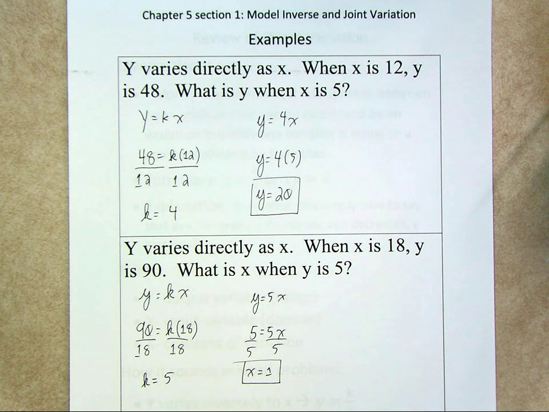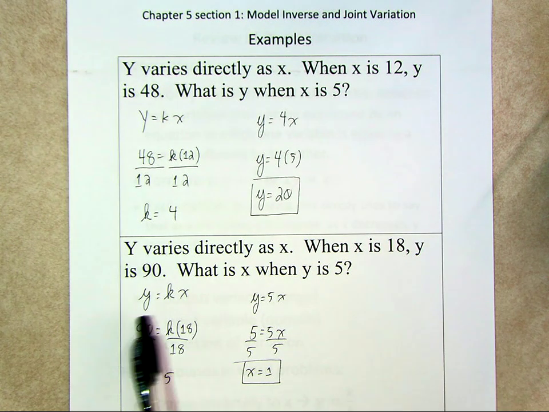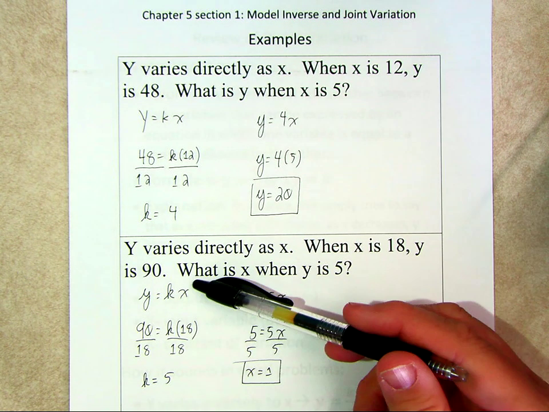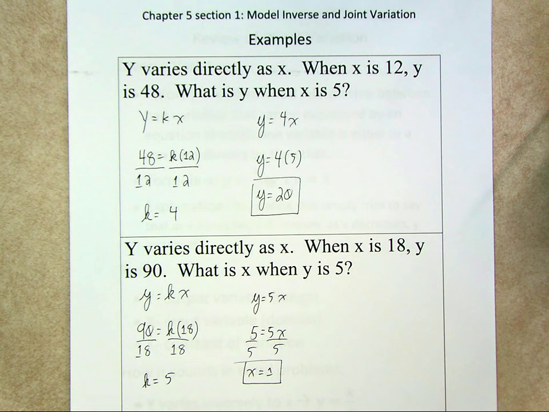The word problems will get a little harder, but the key thing is just pay attention to where each variable goes. You have a y, a k, and an x. The story problems will tell you which one's which. Set first, set, solve, plug in the new one to solve for the unknown. That is direct variation. Shouldn't be too challenging now.